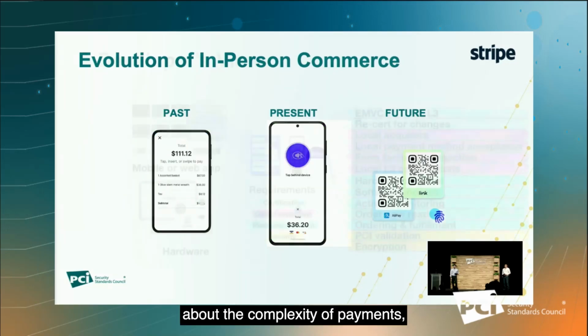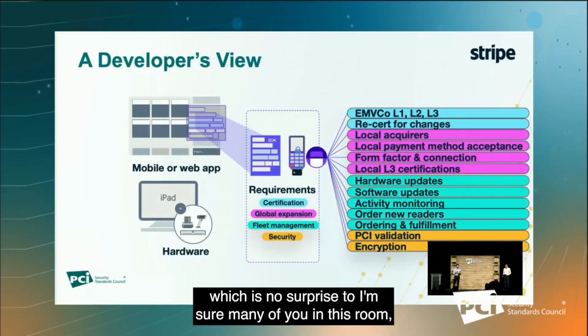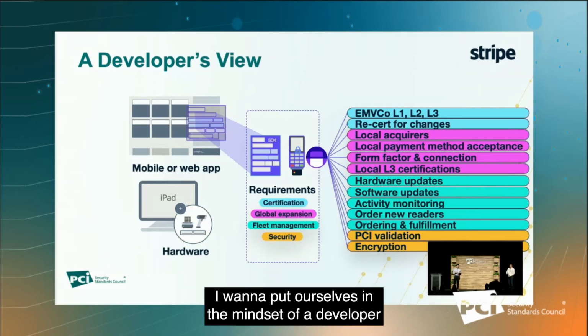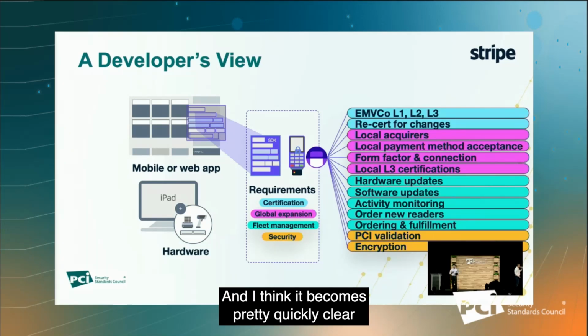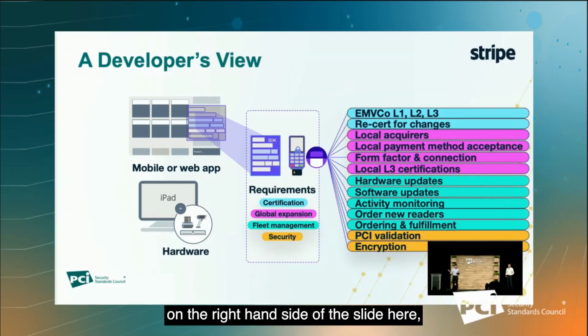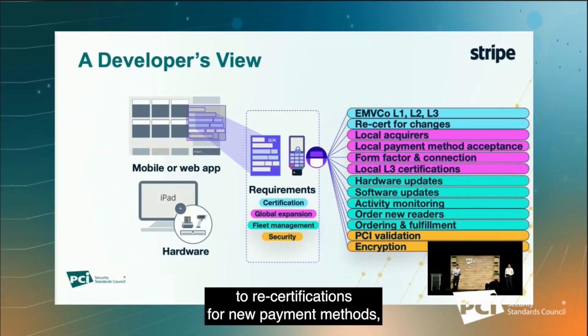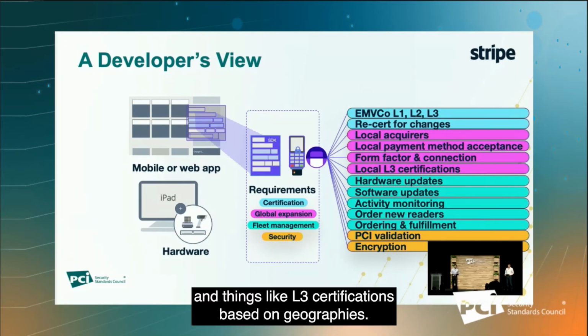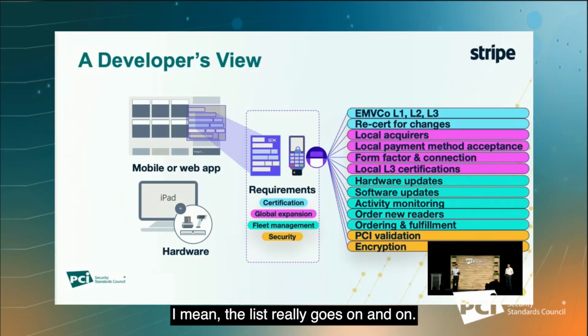So I want to talk a little bit about the complexity of payments, which is no surprise to, I'm sure, many of you in this room, but is worth spending a minute or two on just to help calibrate us a little bit. In particular, I want to put ourselves in the mindset of a developer who's building a payment acceptance application. And I think it becomes pretty quickly clear how many components have to be thought about when it comes to making one of those applications successful, right? So you can see a laundry list of stuff on the right-hand side of the slide here, ranging from EMV code certifications to recertifications for new payment methods, hardware and software updates. Of course, there's key management, payment card security, not to mention things like L3 certifications based on geographies. I mean, the list really goes on and on.